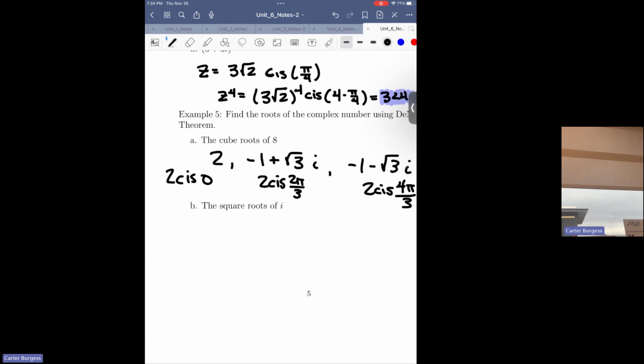Is i ever involved in our calculation? So what is that value?